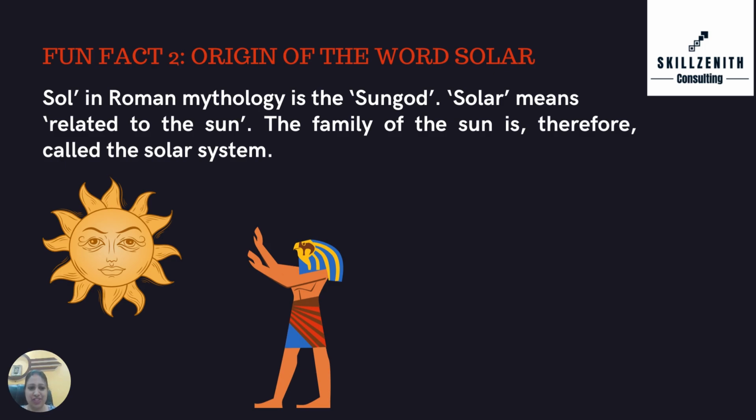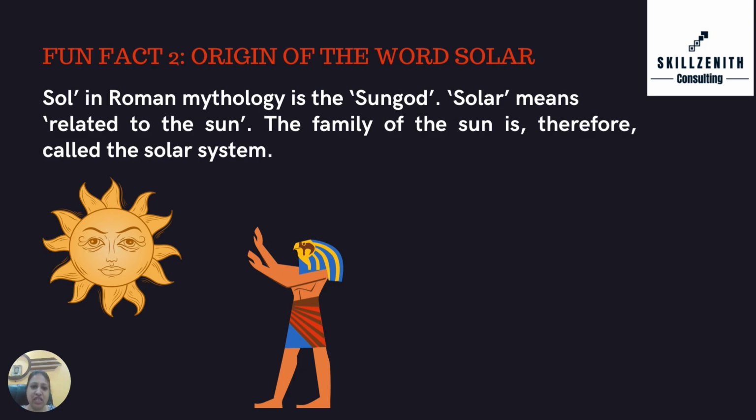Fun fact two, origin of the word solar. We use the word solar so much, right? So, what is the origin of the word solar? Sol in Roman mythology is the sun god. Solar means related to the sun. So, sol is nothing but sun. Solar means related to sun.